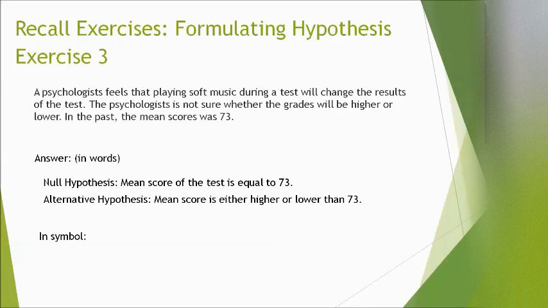Okay? So since that is the given keyword, transforming it into symbol, so H sub 0, population mean, is equal to 73. And then alternative hypothesis, population mean not equal to 73. Okay? So for the given 3 exercises, I teach you how to write the hypothesis using the null, the left tail, the right tail, and the two-tailed test.